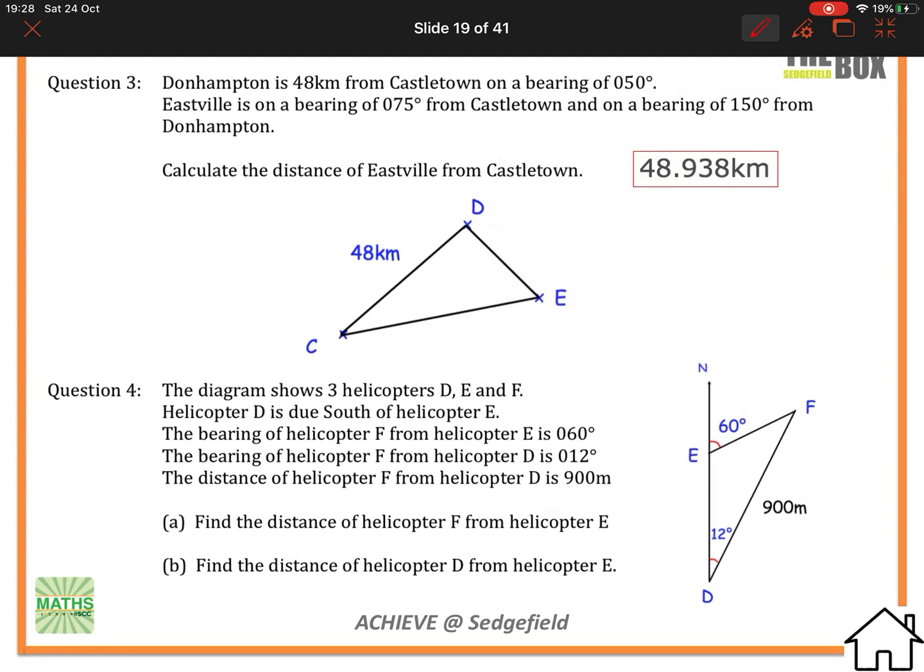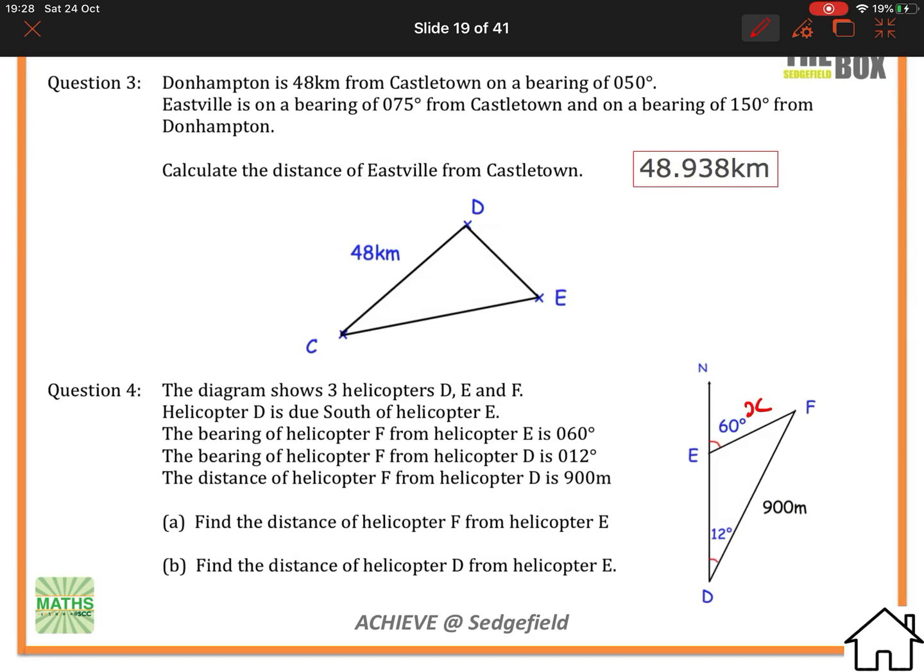The diagram shows 3 helicopters D, E, F. Helicopter D is due south of helicopter E. The bearing of helicopter F is 060 from E. The bearing of helicopter F from helicopter D is 012 degrees. And the distance of helicopter F from helicopter D is 900 meters. So we need to find the distance of helicopter F from helicopter E. So let's call that X.